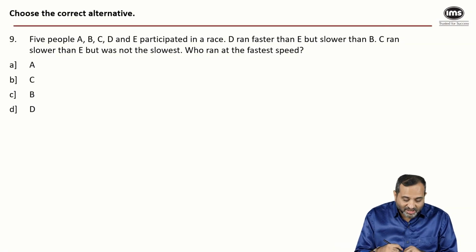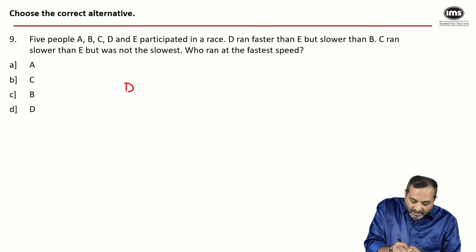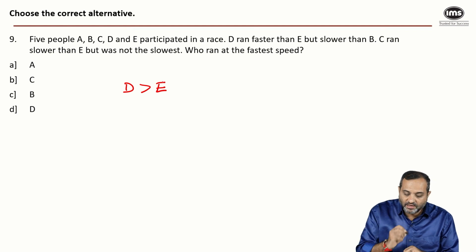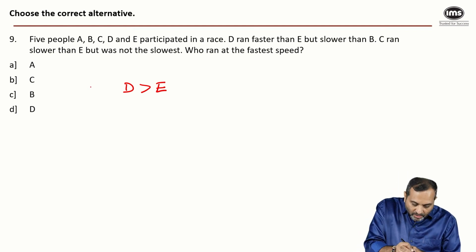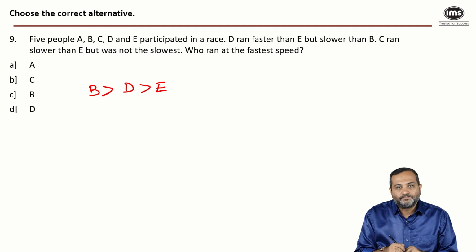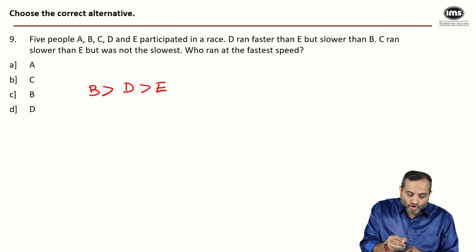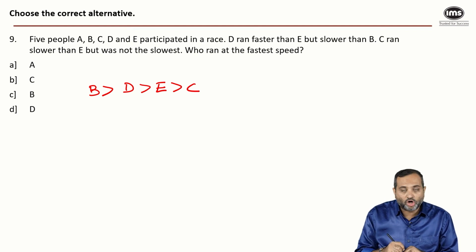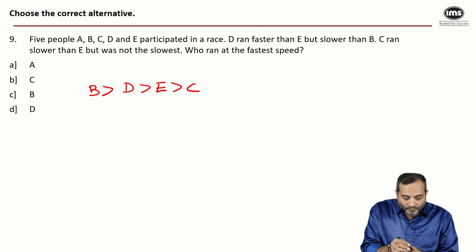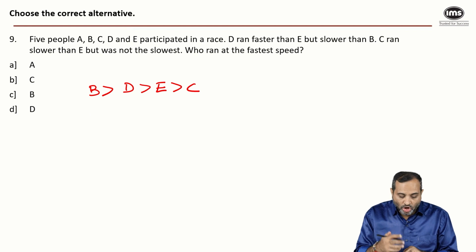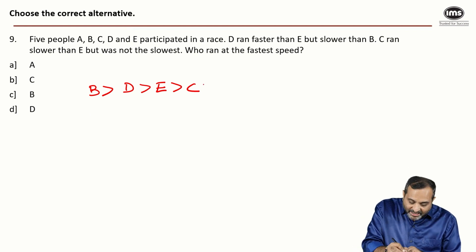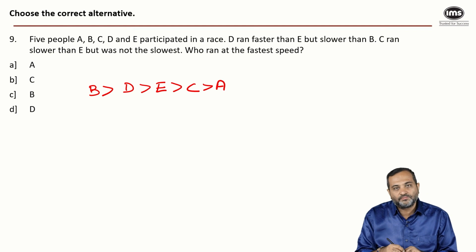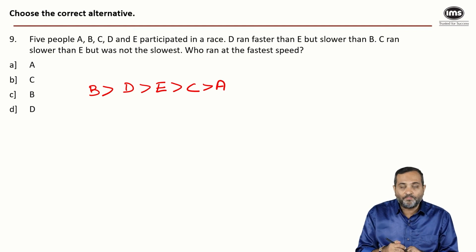5 people have participated in a race. D ran faster than E, but slower than B. Now, C ran slower than E, but was not the slowest. If C was not the slowest, I know that there are 5 people, out of which I already have a diagram for 4 people. So who is left? A. So can I say therefore A has to be the slowest? So this is the order of the people.